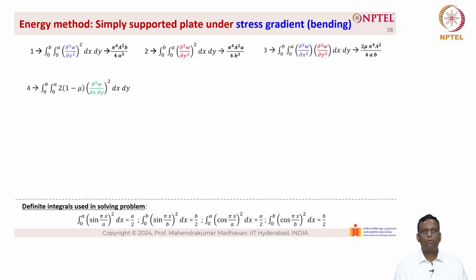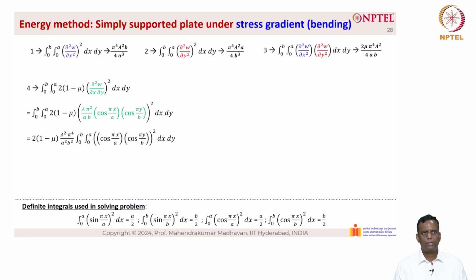Now, let us look at the fourth integral, which is 0 to b, 0 to a of 2 into 1 minus mu into dou square w by dou x dou y, the whole square, into dx into dy. We substitute the value of dou square w by dou x into dou y and we square it, and we get an equation here which can be further simplified. Basically, we have integral of 0 to a cos square pi x by a which is equal to a by 2 and integral 0 to b of cos square pi y by b which is equal to b by 2.